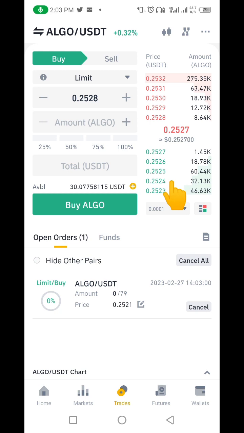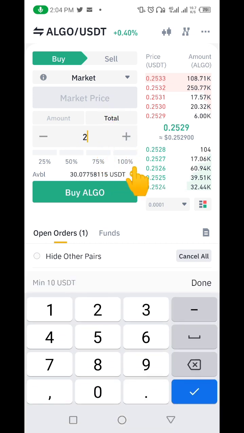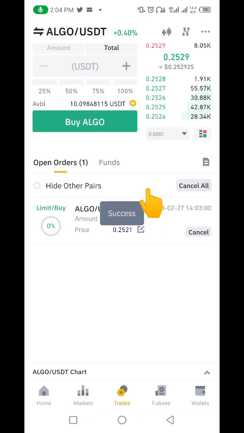Okay, and also secondly, if we go to the market price now, this is the market price, right? So let's assume you want to buy this algo, worth $20. If you want to buy worth $20 and you don't want to wait, you want to buy instantly on this price, I'm just going to click on this buy now. So you see it says successful. Okay, so it means that this trade has gone successfully.